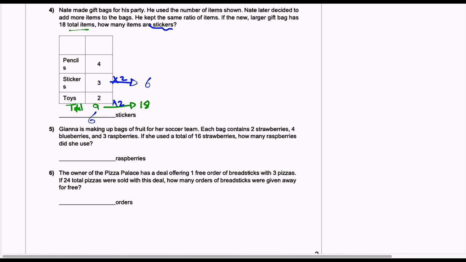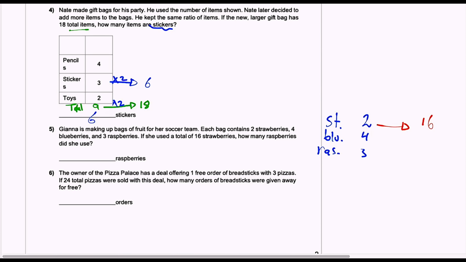Okay, I have 2 strawberries. From the strawberry, I can just write ST. I have 2. 4 blueberries. Then you just write BLU and write beside it the quantity of blueberries, which is 4. And 3 raspberries. Then just write RAS and write the amount of raspberries, which is 3. If she used a total of 16 strawberries, then the number of strawberries will be changed from 2 to 16.